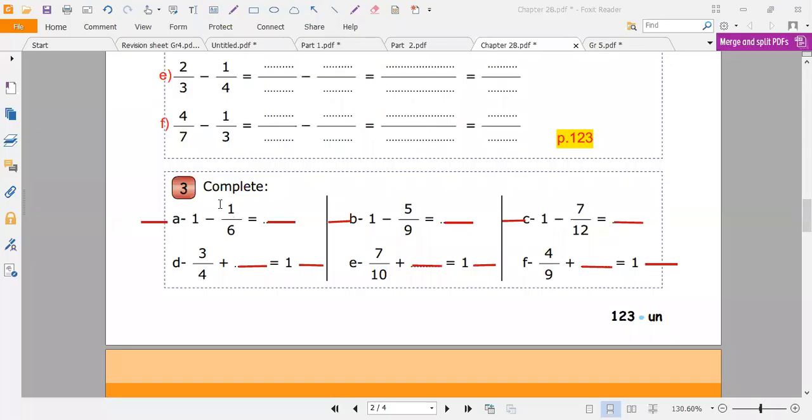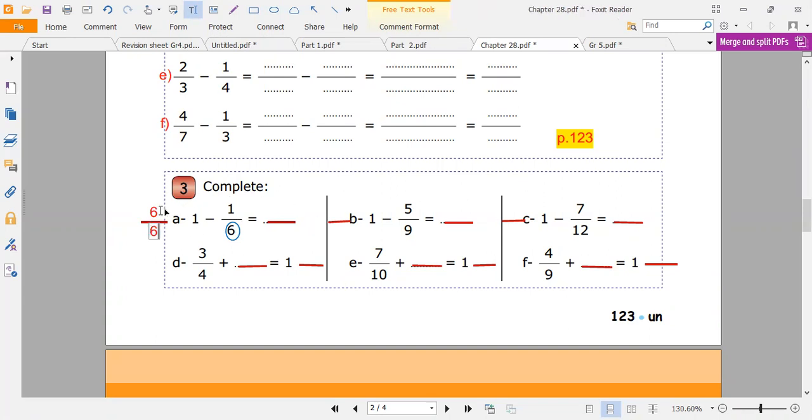Hello, in this video we'll do exercise 3, page 123. Complete. 1 minus 1/6 equals what? Instead of 1, we have to write a fraction. The denominator is 6, so all the parts are 6. And the 1, as a fraction, is all parts of the total, so it is 6/6.